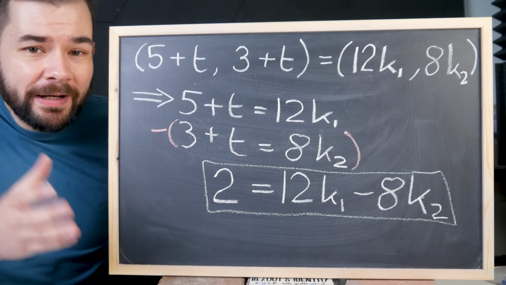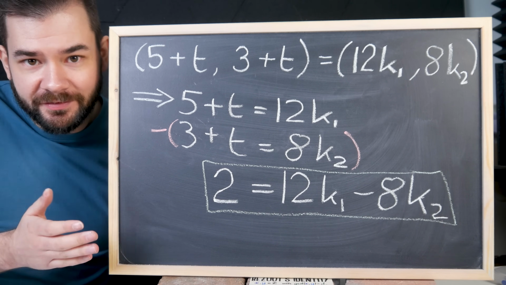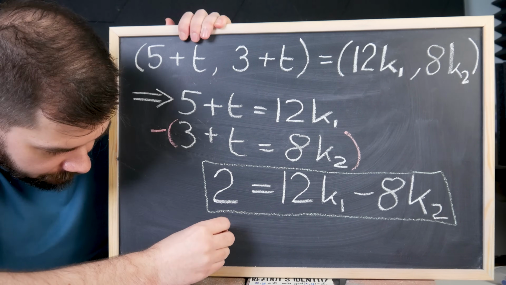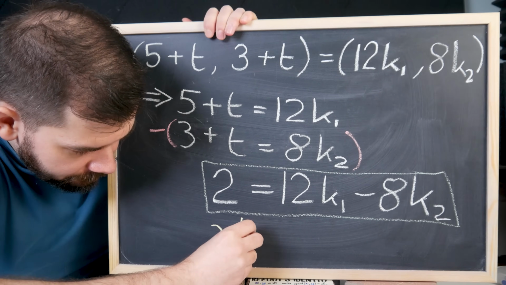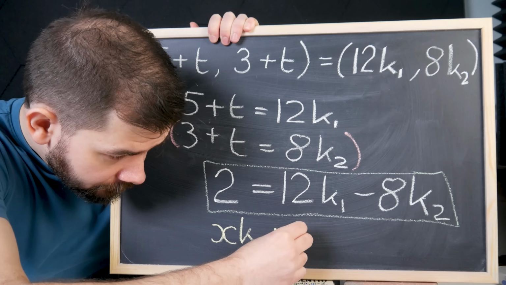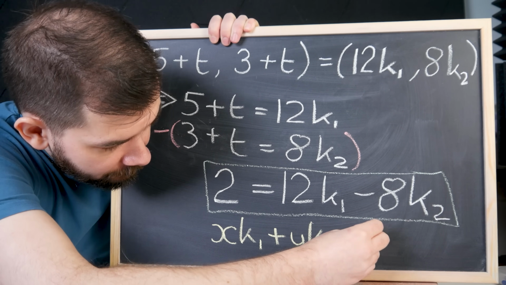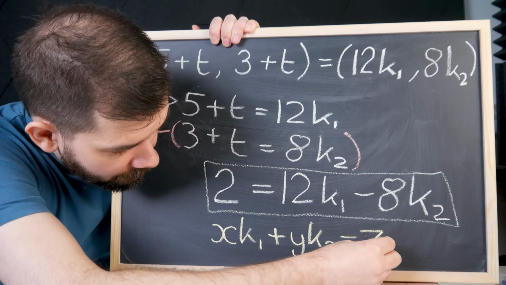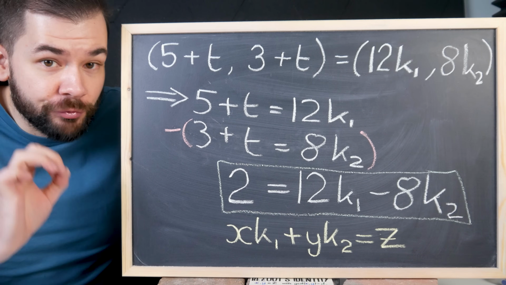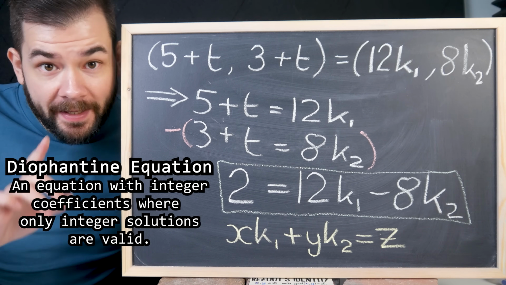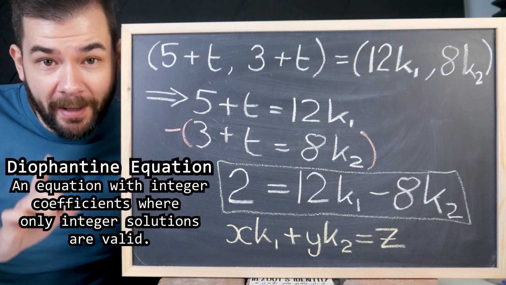And remember, we don't really care about these specific cases. We want to know in general when solutions exist. Essentially, for fixed integers x, y, and z, when is it the case that we can find integers k1 and k2 such that xk1 plus yk2 is equal to z? An equation which is constrained to the integers is called a Diophantine equation, and they are some of the most fiendish equations in mathematics.